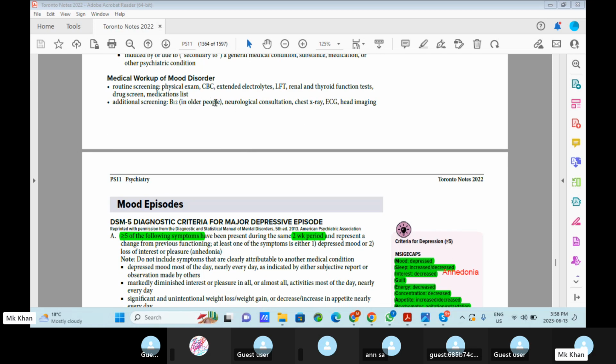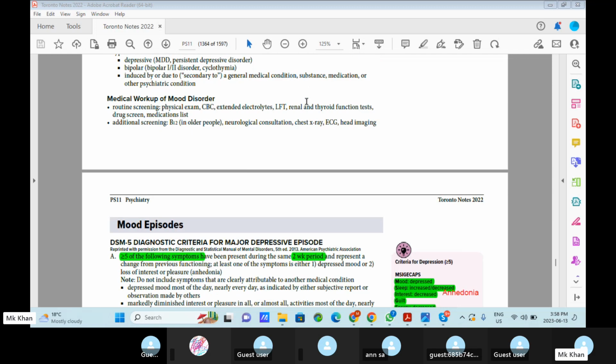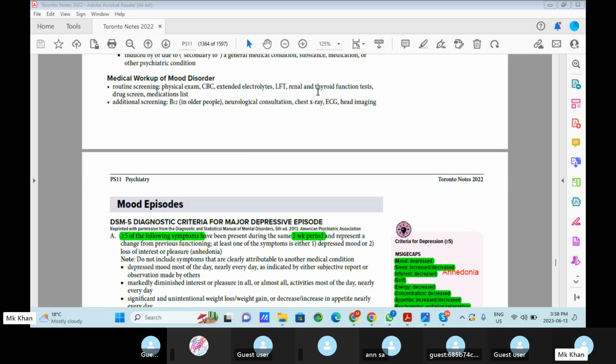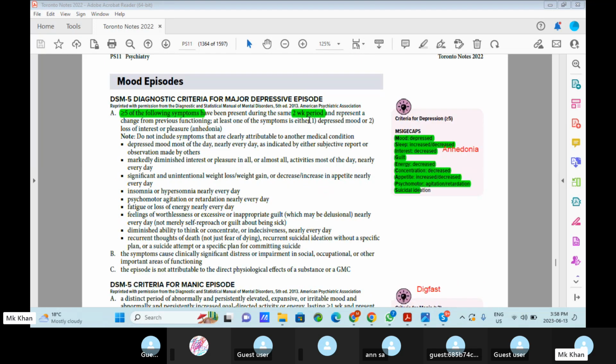Now, the medical workup for mood disorders is routine screening, physical exam, and CBC, just to rule out other conditions. Maybe the patient's mood is affected because of another medical condition, or maybe he's under substance abuse or something like that. Then additional screening in older people: vitamin B12, neurological consultation, chest x-ray, just to rule out everything before diagnosing the mood disorders. So what are the main criteria for major depressive disorder?